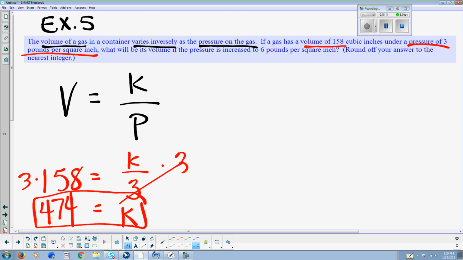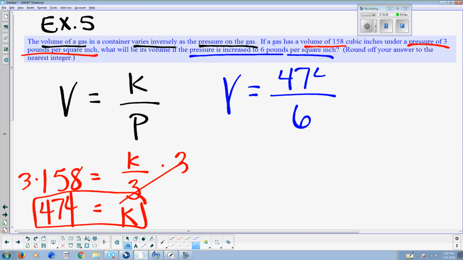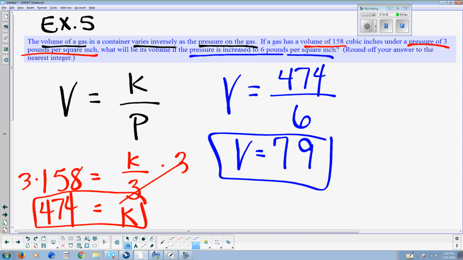Part 3, step 3, what will be the volume if the pressure is increased to 6 pounds per square inch? So pressure is 6. We know now that the constant of variation is 474. We do 474 divided by 6, and we get a volume of 79 cubic inches. It says round to the nearest integer, and that one was exact. 79 cubic inches.